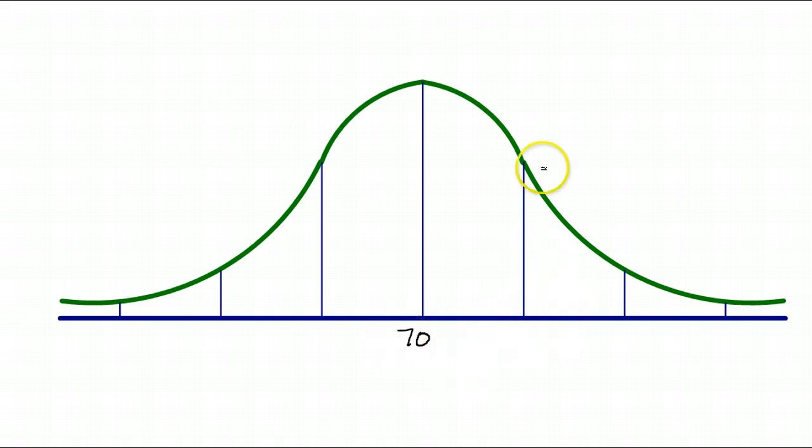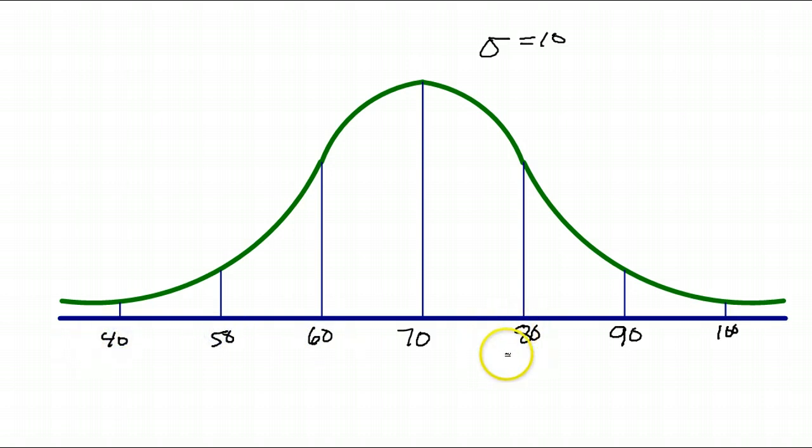Let's say the standard deviation was 10, just to keep the numbers easy. Then that would make this 80, and this would be 90, and this would be 100. And this would be 60, and 50, and 40.